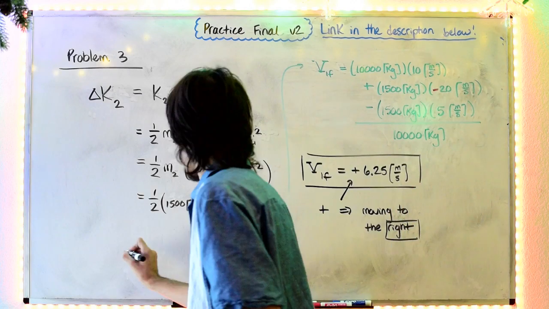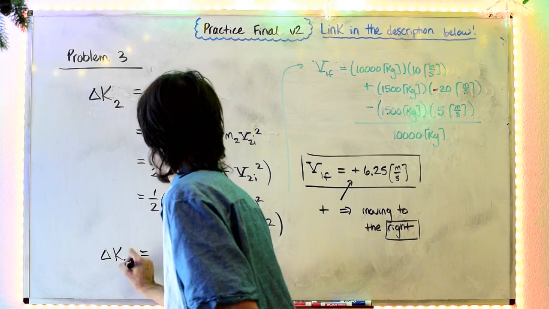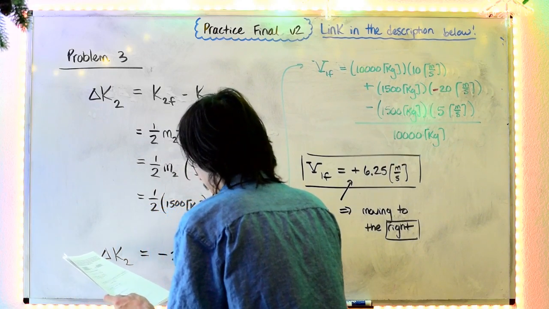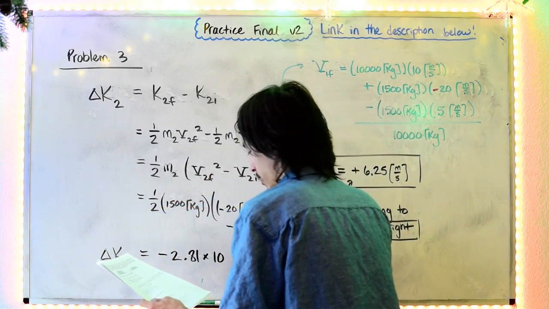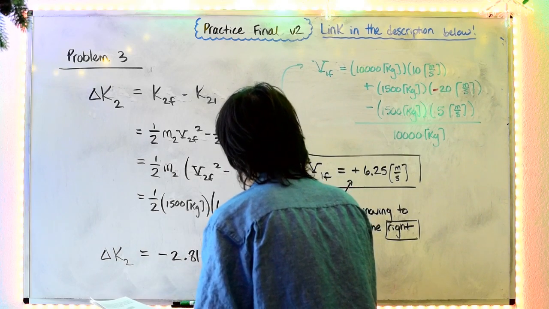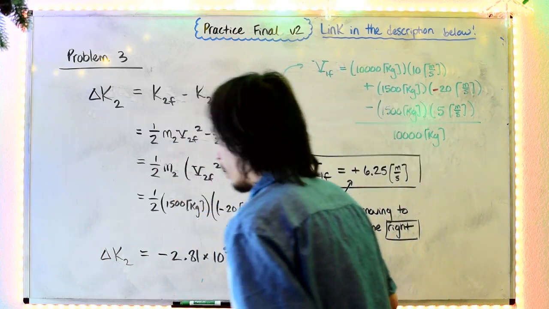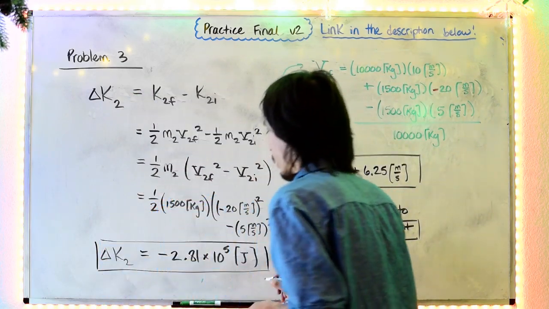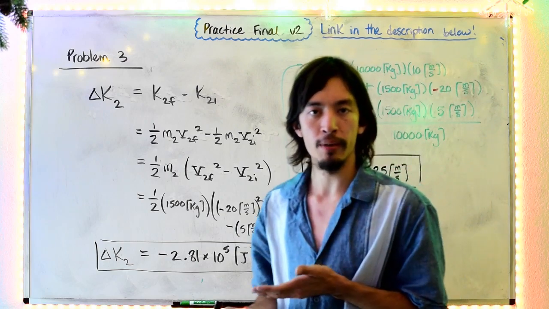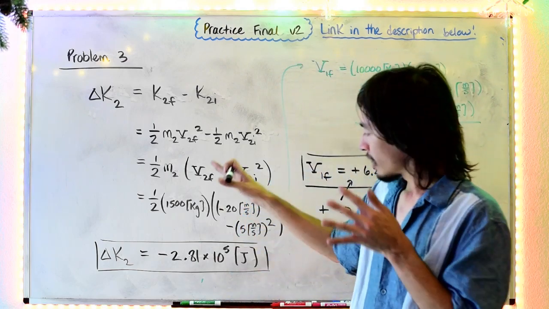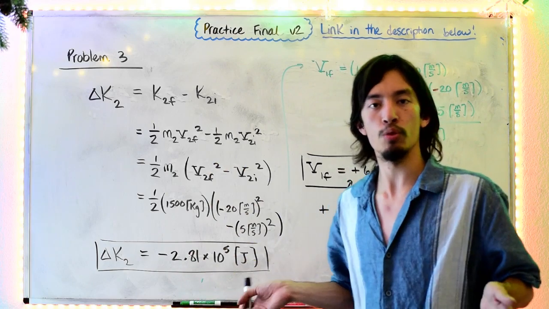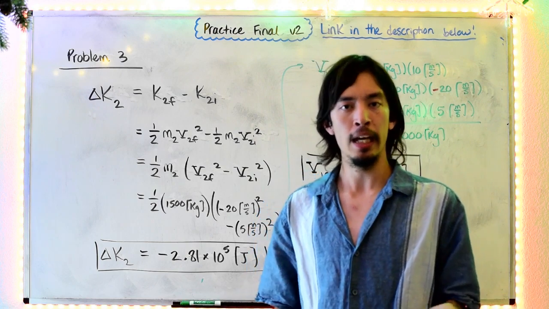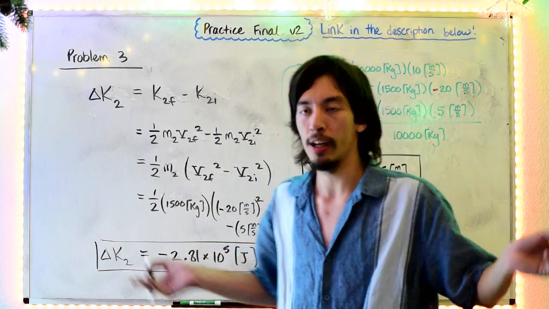Delta K2 ends up being, after you calculate it, minus 2.81 times 10 to the 5th joules. Now, a question you might ask is, well, okay, I'm calculating a kinetic energy. Why is my kinetic energy negative? I mean, I'm squaring things, right? So if I calculated 1/2 mv squared for anything, I'm never going to get a negative kinetic energy.